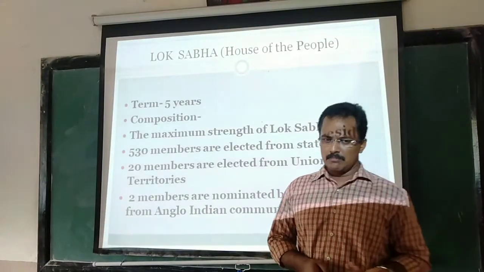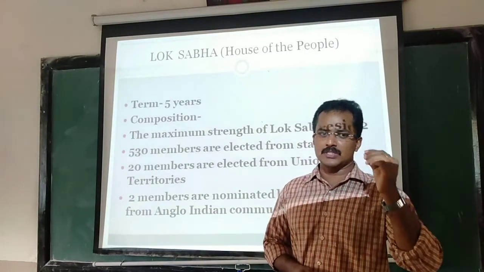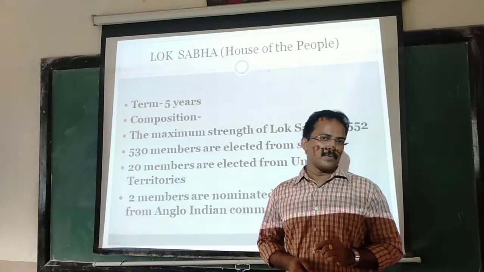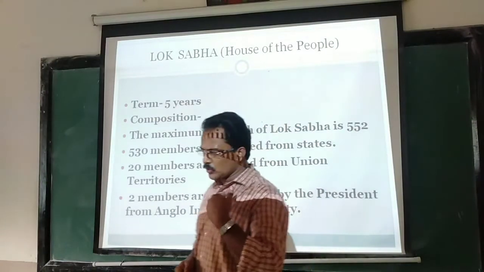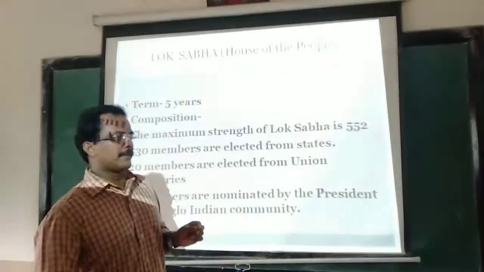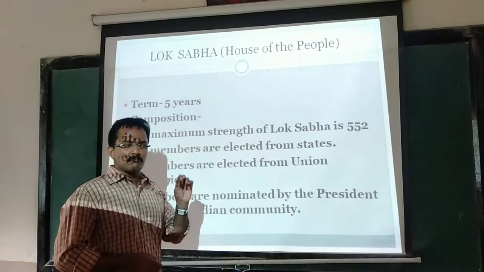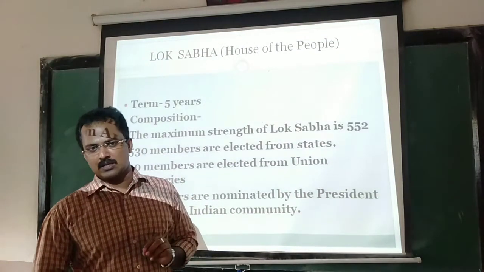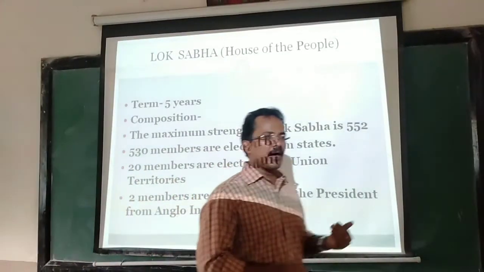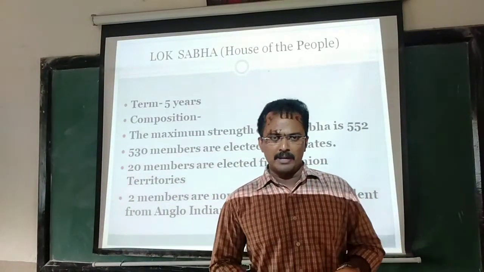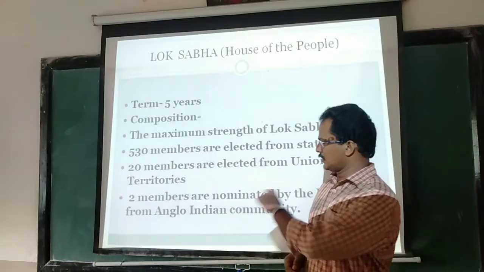Then the next 20 members are representing the union territories. These 20 members are directly elected by the people of union territories. Then 2 members are remaining. These 2 members are not directly elected by the people. They are nominated members. These 2 members are nominated by the president from the Anglo-Indian community. If no Anglo-Indian members are elected, the president can nominate 2 Anglo-Indian members to the Lok Sabha.